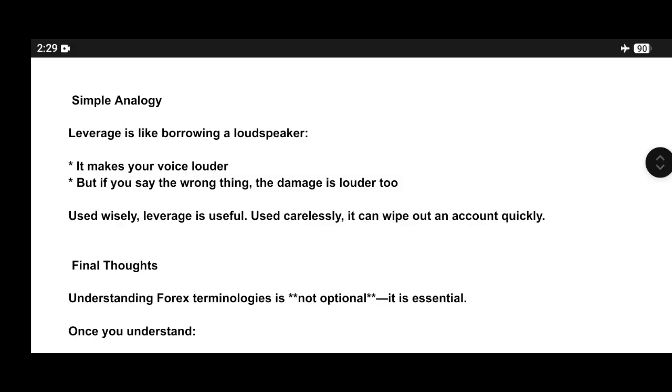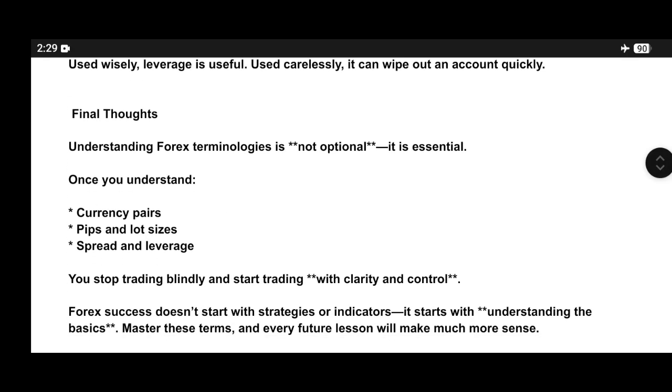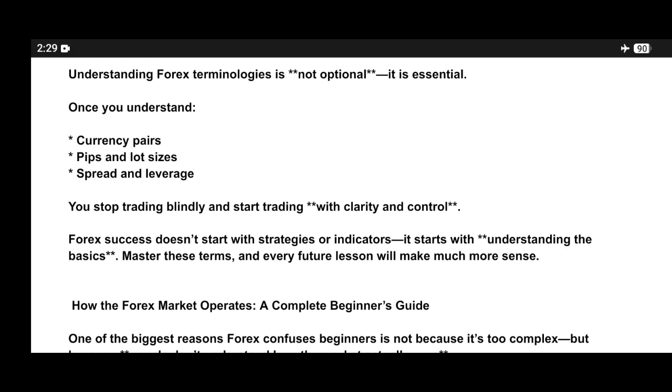My final thought on this section is this. Understanding forex terminology is not optional, it is essential. Once you understand currency pairs, pips and lot size, spread and leverage, you stop trading blindly and start trading with clarity and control. Forex doesn't start with strategy or indicators. It starts with understanding the basics. Master these terms and every future lesson will make more sense. Are you getting my point right now?